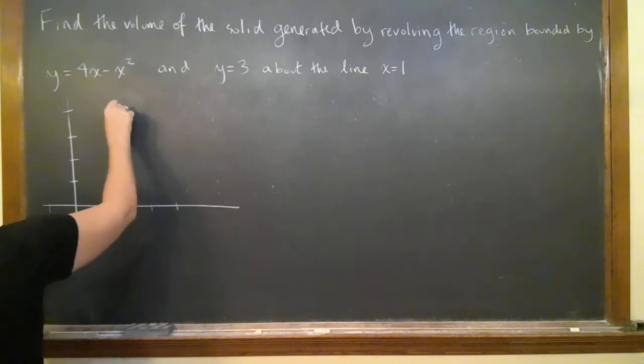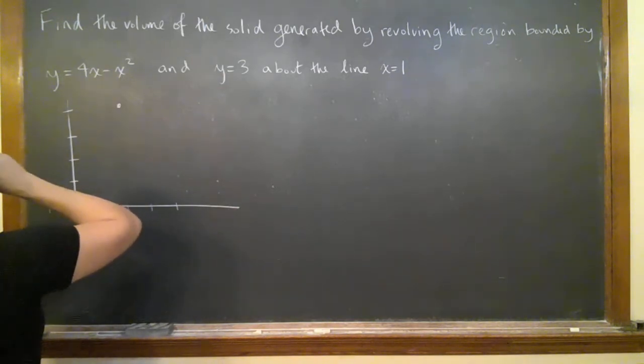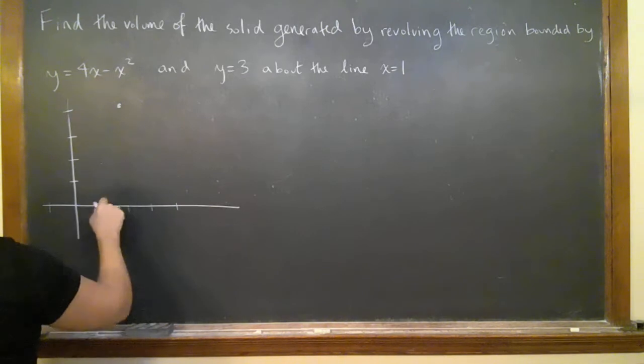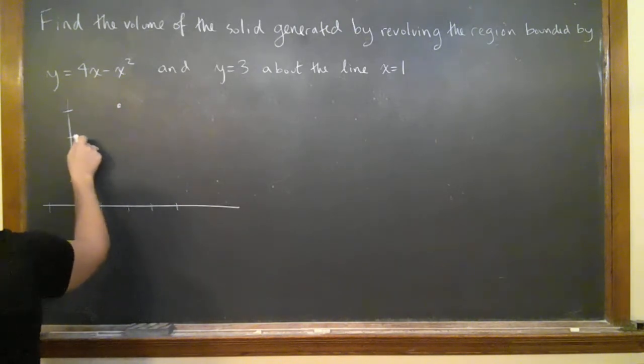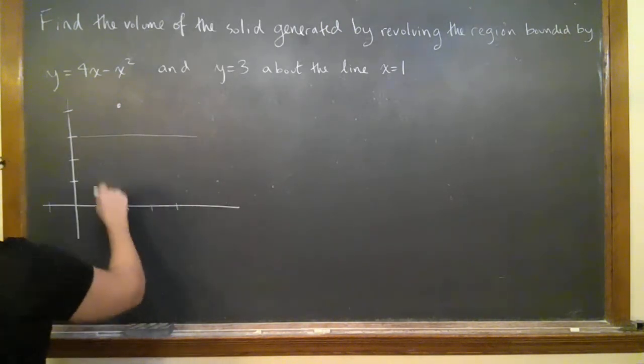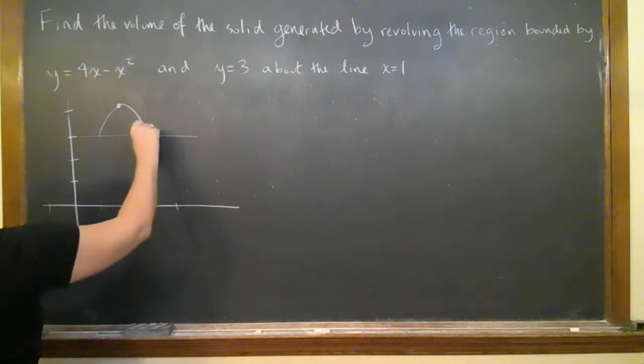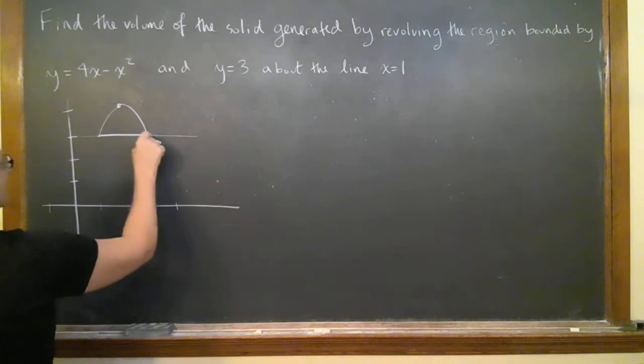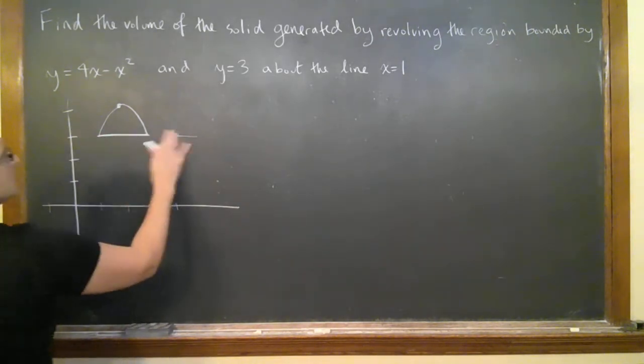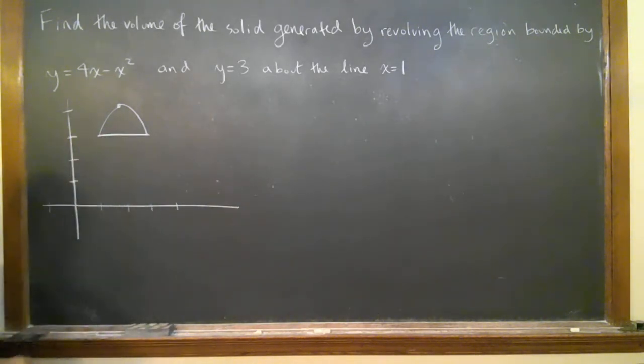If I put in x equals 2, I get 4. So it starts here. This is the line y equals 3, it's going to be here. So I've got this little region here. I'm going to get rid of this line. But this is y equals 3.